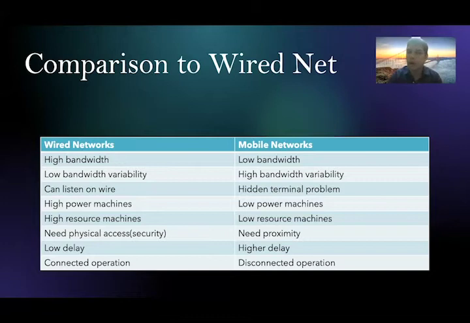Compared to mobile network, of course, when we talk about mobile network, this is wireless. So in terms of mobile network, of course, they have low bandwidth, hidden terminal problems, low power machine, low resource machine, need proximity, highest delay. So you can see that this is the highest delay. Sometimes we have a connection, sometimes we do not have an internet connection. So this is the problem in terms of mobile network. So we can see that these are a few things, the comparison between wired and mobile network.